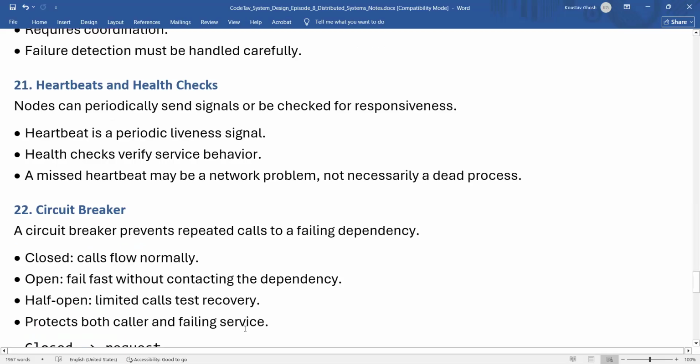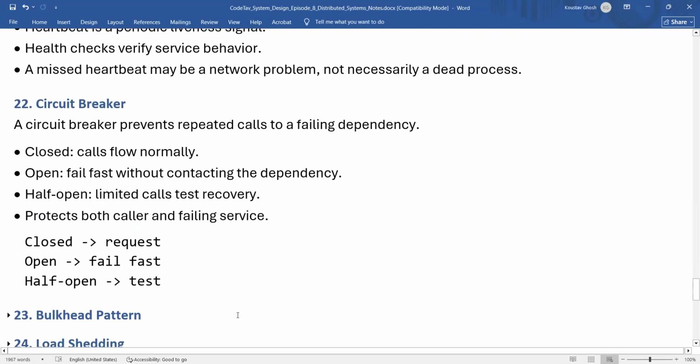Next, we have the circuit breaker pattern. So suppose order service continuously calls the payment service. So now payment service is currently down. So should order service continue sending thousands of requests? No. The circuit breaker can detect repeated failures and stop sending the requests temporarily.